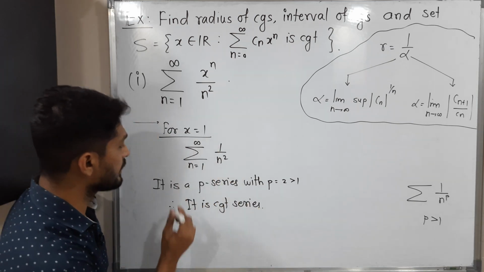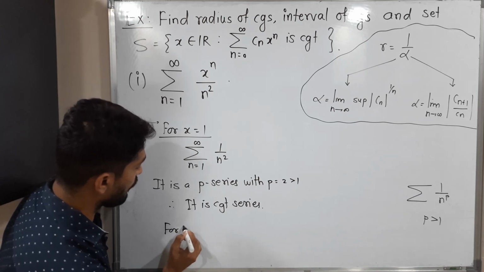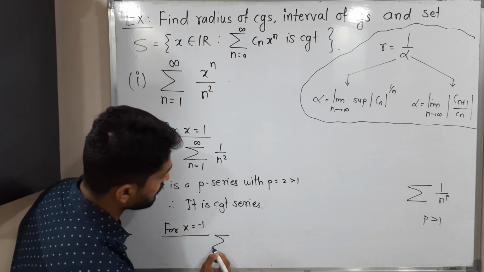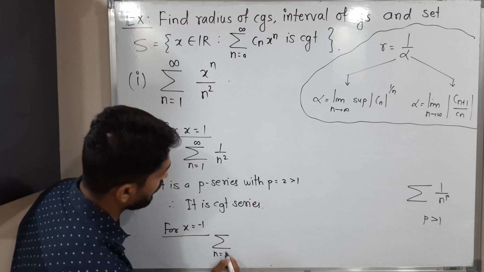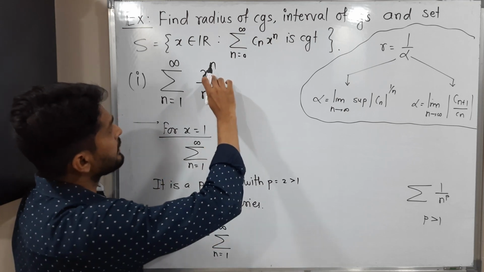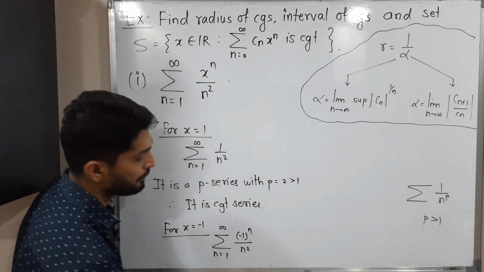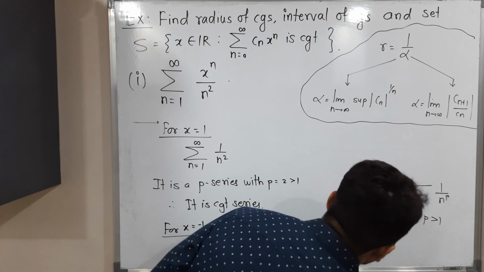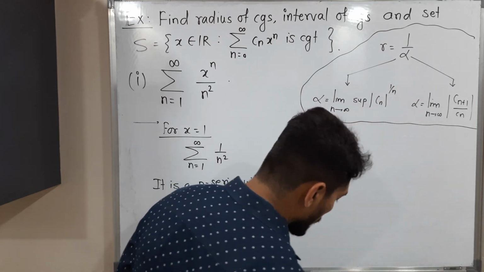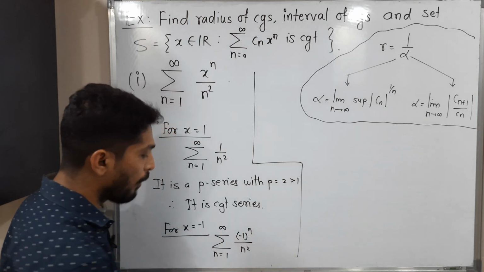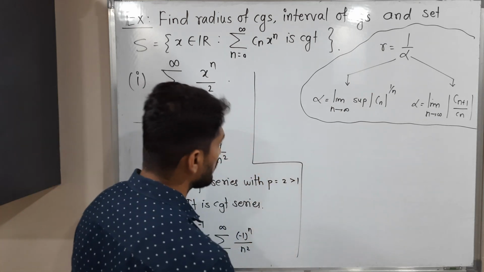Let us check for x is equal to minus 1. For x is equal to minus 1, summation n running from 1 to infinity, in place of x, I am putting minus 1. So minus 1 raised to n upon n square. Now we have to check whether it is convergent or not. So what will I do? I will do a very simple thing. I will apply mod to it. Let us see what will happen.